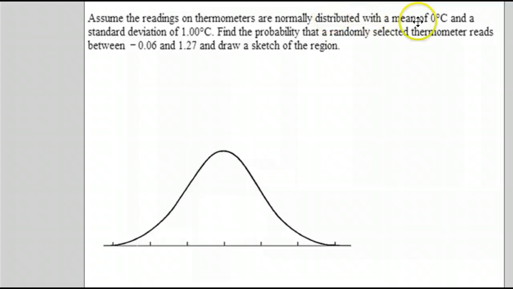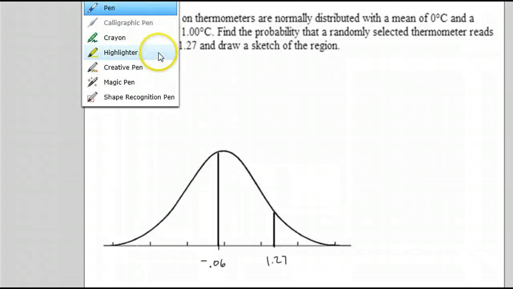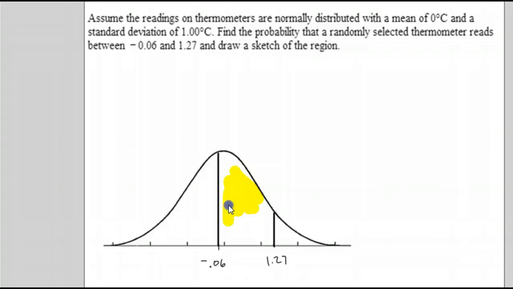All right, same type of problem between negative 0.06 and 1.27. So again, there's my 0 line right there. Negative 0.06 is going to be very close to it. And 1.27, there's 1, so 1.27 will be roughly around in that area. Again, for the sketch, it doesn't really matter how accurate you are. I'm not going to measure and tell you that you're wrong. It's just a sketch to get what I need to put into my calculator. So this is what I'm looking for between these two numbers.